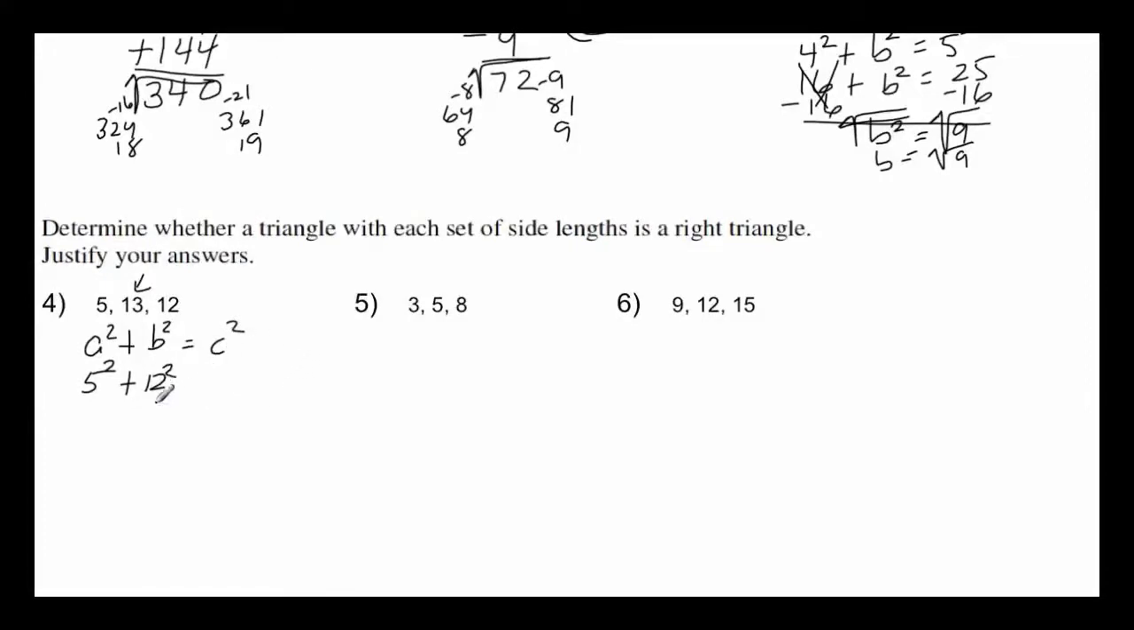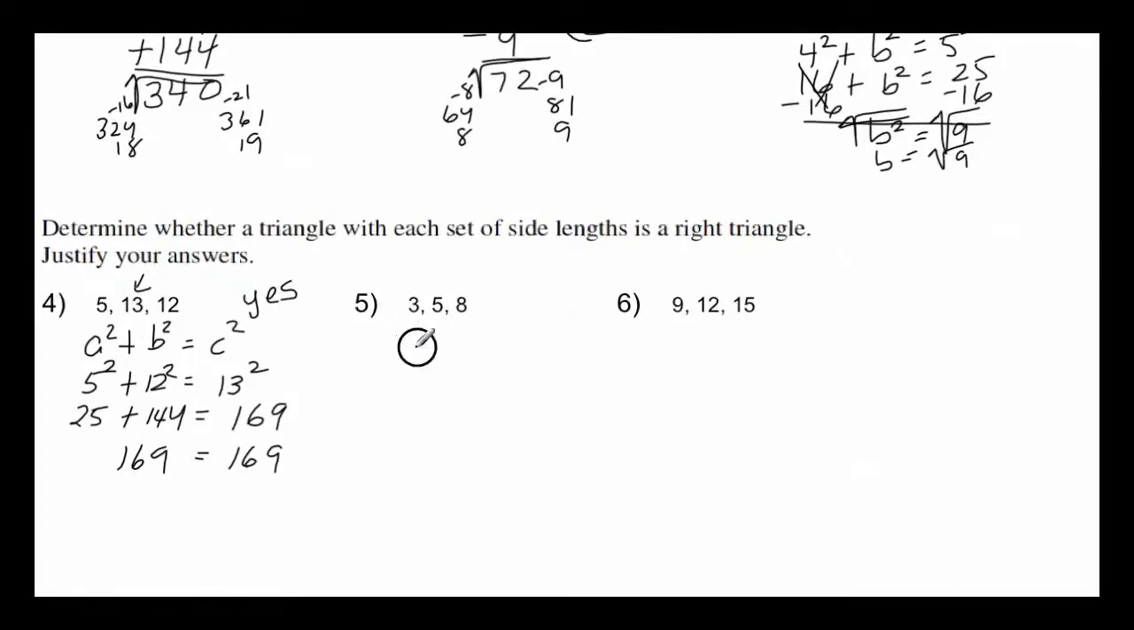Notice I'm not solving for anything. I know all of the variables. So that's 25. That's 144. That's 169. If I add 25 and 144, I get 169. And of course, 169 is equal to 169. So all three of these numbers made this statement true when I put them into the Pythagorean theorem. So yes, this would make a right triangle.